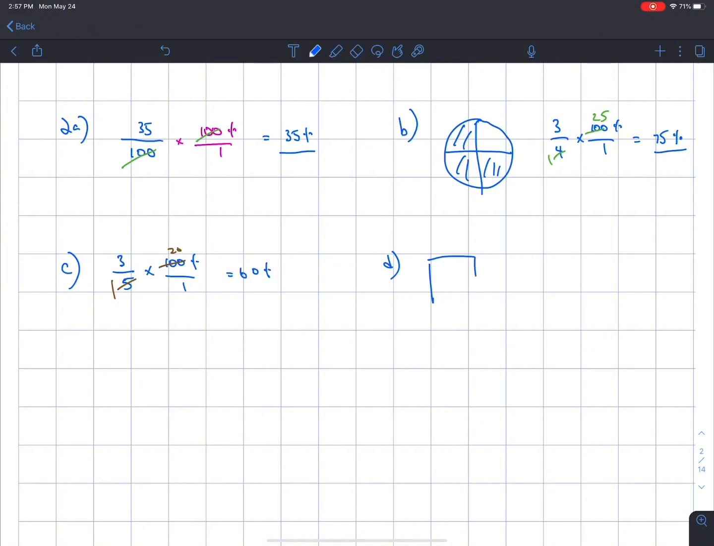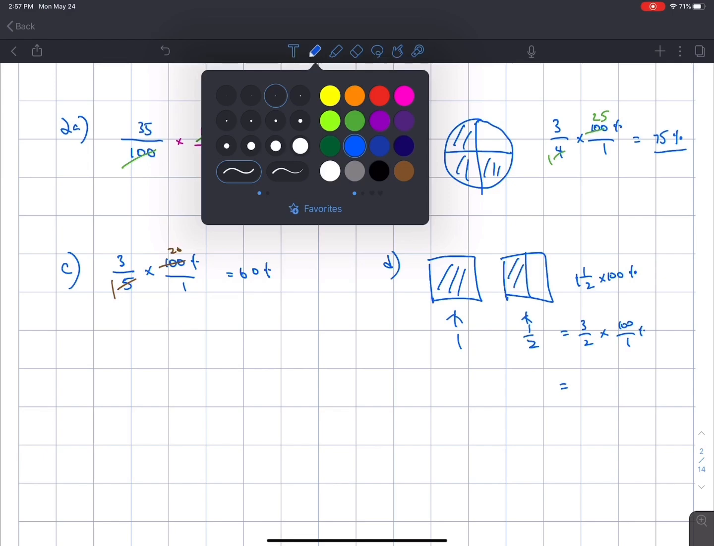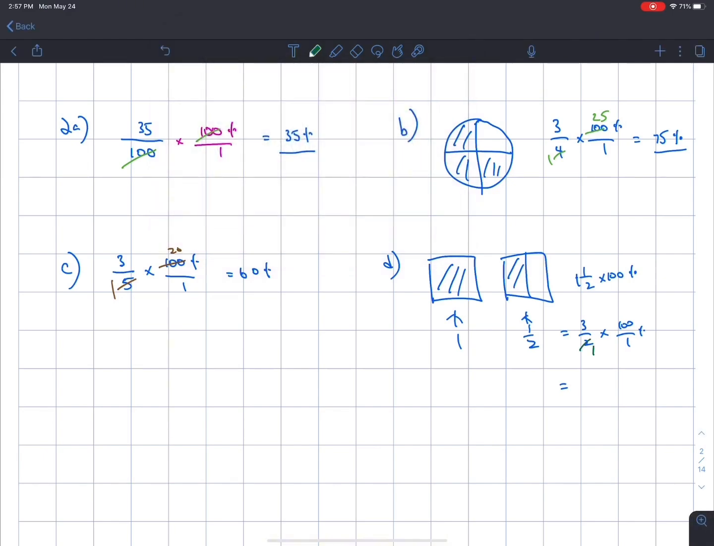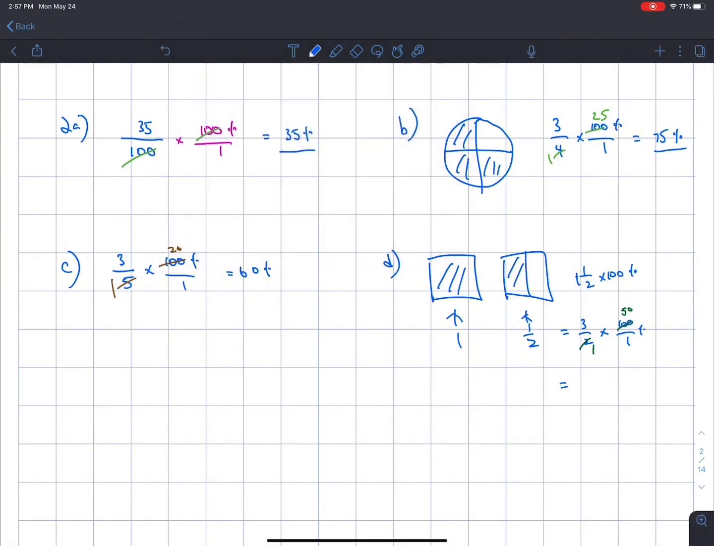D. So this is 1, and this is 1. So we have 1.5 changing into a percentage, times it by 100%. We can say this is 3 over 2 times 100 over 1%. And then we simplify. Divide this by 2 to get 1, divide this by 2 to get 50. And 3 times 50 is 150. So the answer is 150%.